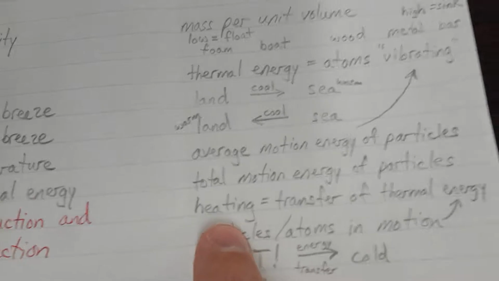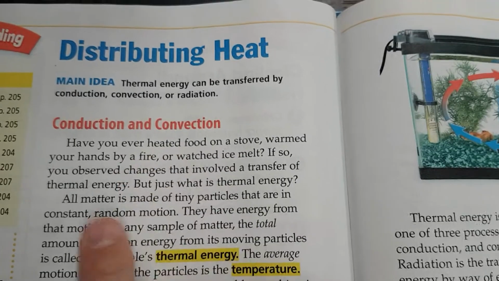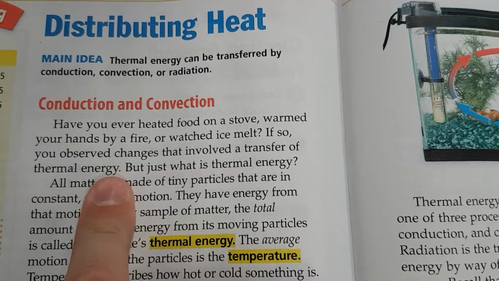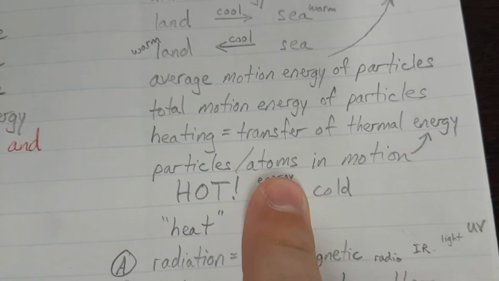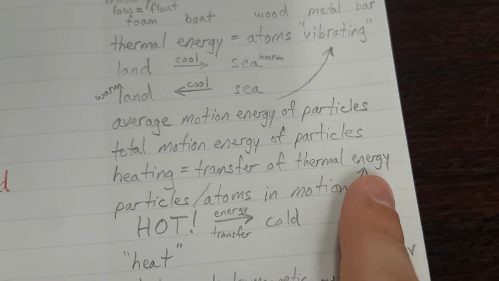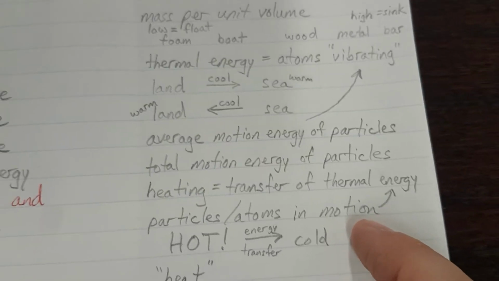Okay, so we already had heating equals transfer of thermal energy. Heating is transfer of thermal energy. Okay, next up, it said that particles are in constant random motion. Particles, atoms in motion. We put a little arrow pointing to the energy because that motion is very much like energy.